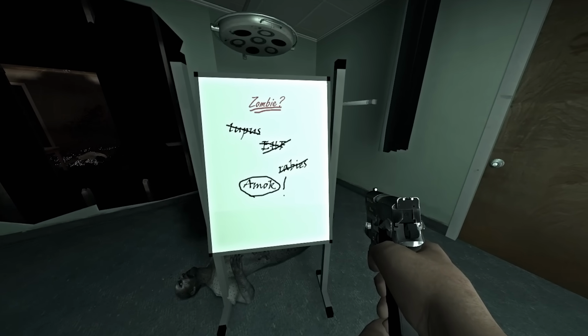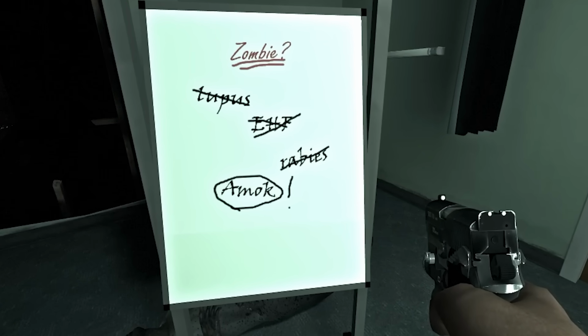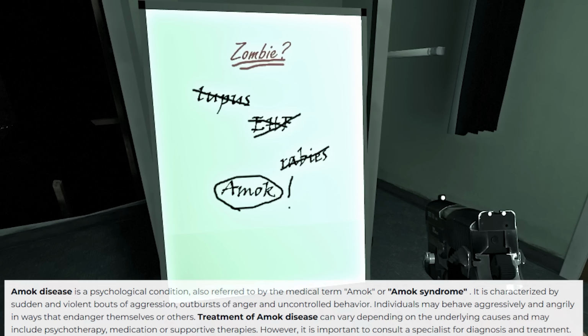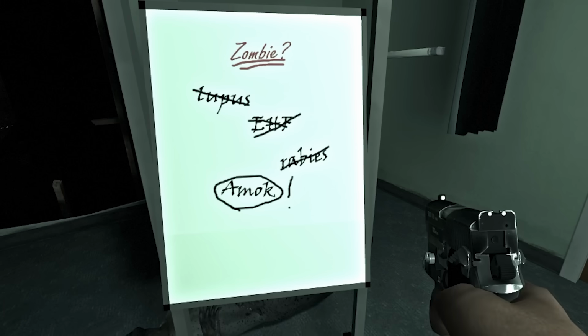The word zombie is written at the top, along with various diseases. At the bottom of the whiteboard, the word amok is circled in black. After doing some digging, amok disease is a medical condition that causes violent and sudden outbursts of aggression. Whoever wrote this was clearly studying the green flu virus, and where it originated from. A question that we will likely never get an answer to.